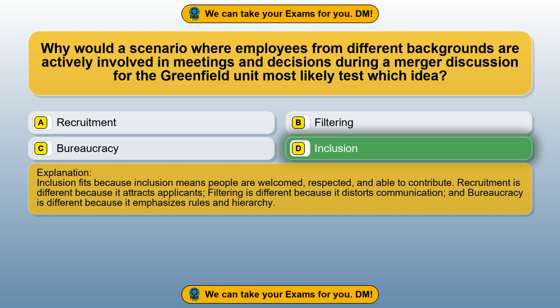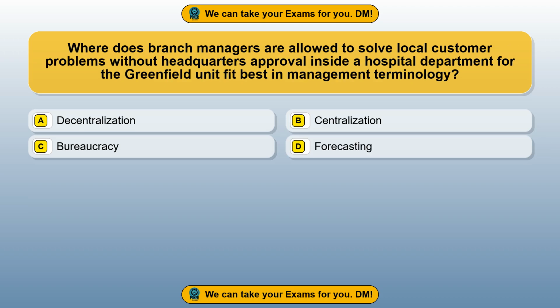Inclusion fits because inclusion means people are welcomed, respected, and able to contribute. Recruitment is different because it attracts applicants, filtering is different because it distorts communication, and bureaucracy is different because it emphasizes rules and hierarchy.